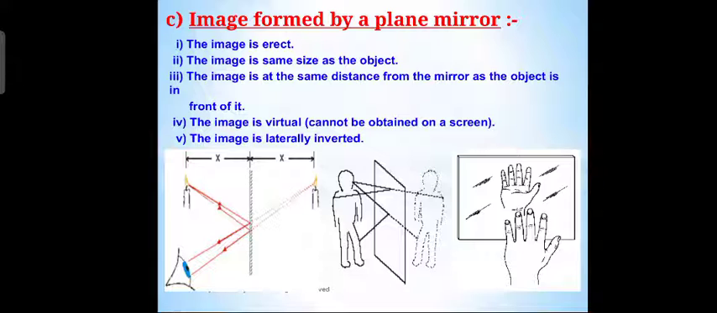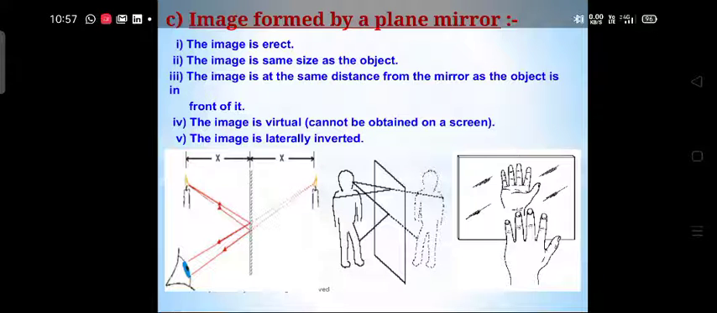But those images which cannot be obtained on any screen, that are virtual images. And it is laterally inverted. Laterally inverted means, please focus on this figure. Suppose you have raise your hand, left hand को आपने raise किया तो जो आपके left hand का thumb है that is on the right side. लेकिन जब आप मिरर में देखेंगे that will point towards the left side. This phenomena is called lateral inversion. Got the point? This phenomena is called as lateral inversion.